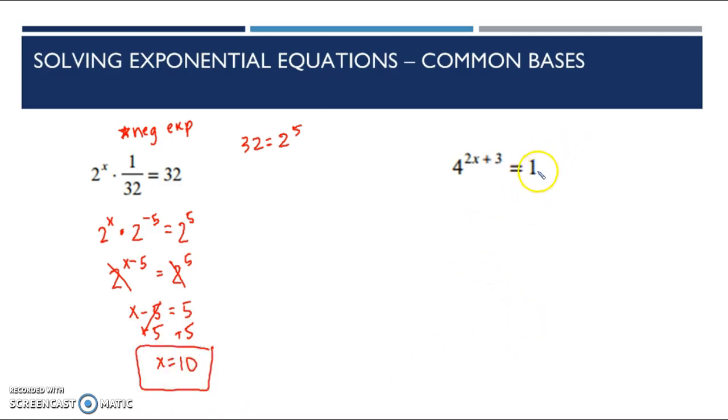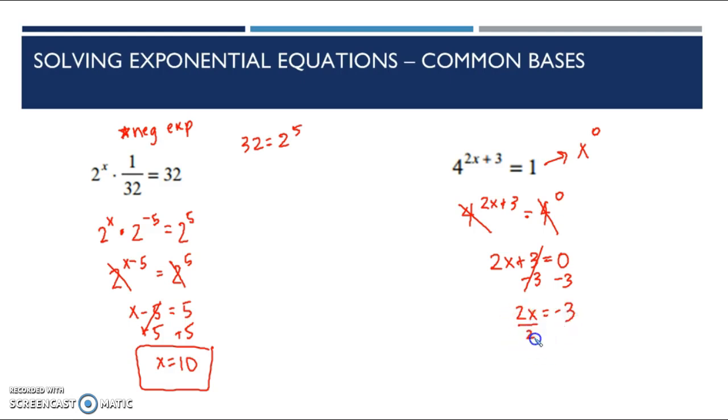Over here, anytime we have a 1, 1 equals your base to the 0 power, so it can be whatever base you want it to be. In this case, I'm just going to leave it as 4. So I have 4 to the 2x plus 3 equals 4 to the 0 power. My bases are the same. Everything's simplified. So I have 2x plus 3 equals 0. Subtract the 3 from both sides. 2x equals negative 3. And divide by 2. Then we just leave it as an improper fraction, negative 3 over 2.